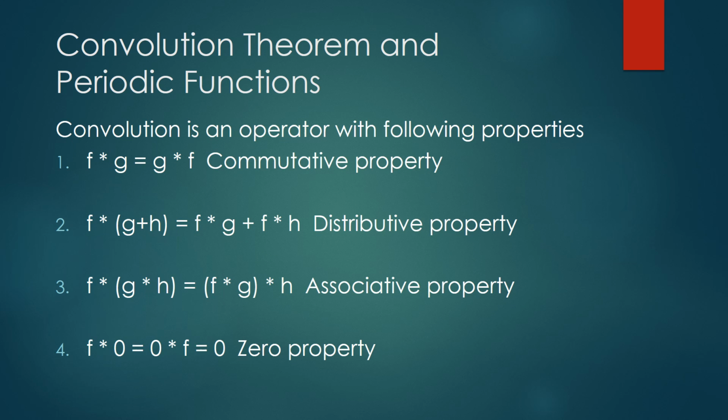Convolution theorem and periodic functions. Convolution is an operator with the following properties. First is the commutative property. The second is the distributive property. Third is the associative property. And the last one is the zero property.